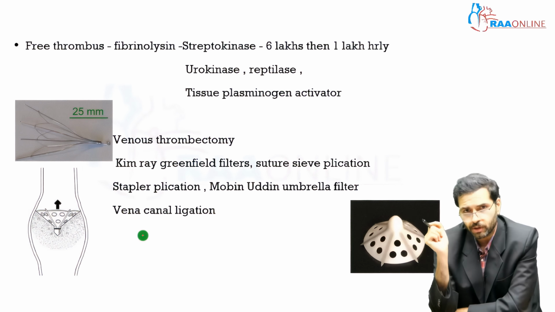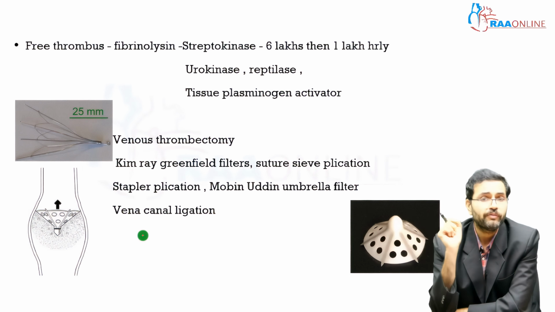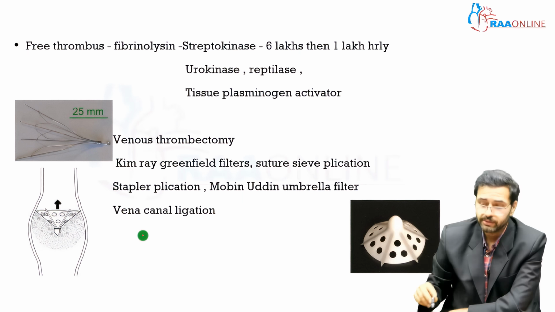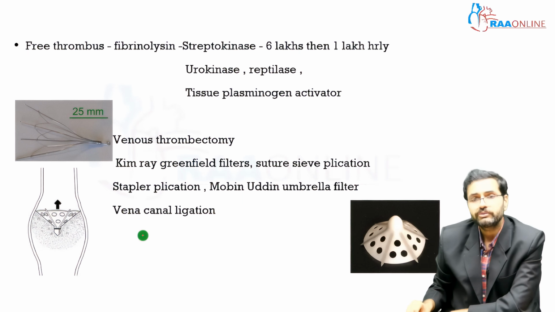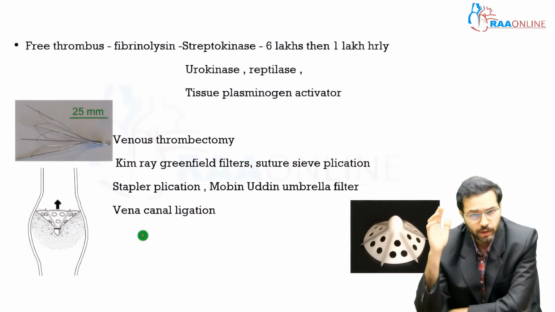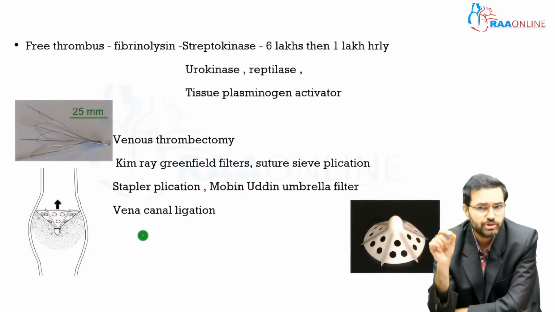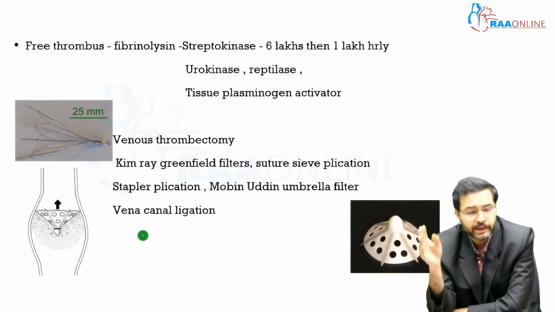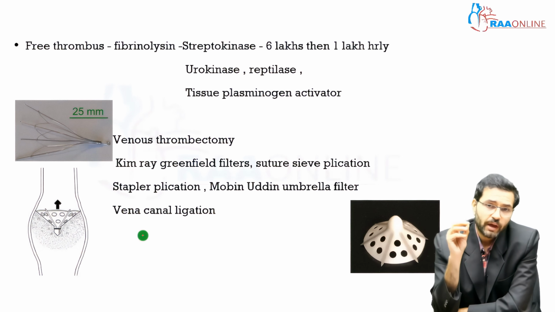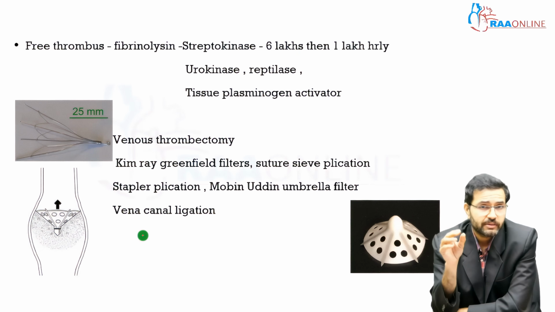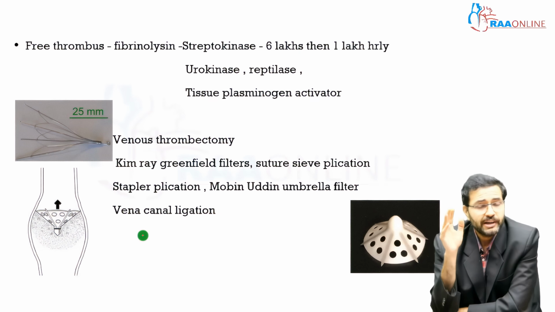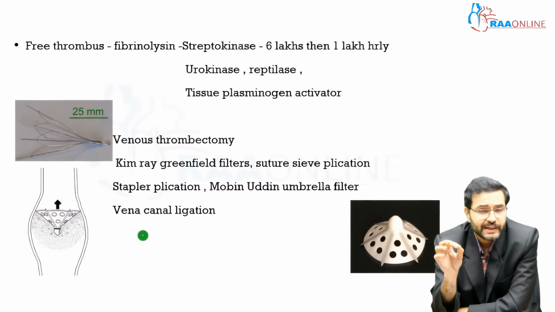If you have a free thrombus, then there is a role for fibrinolysins. The most commonly used fibrinolysin is streptokinase. Streptokinase is administered at a dose of around 6 lakhs initially and then 1 lakh hourly. Along with streptokinase, you have urokinase, reptilase, and tissue plasminogen activators, which can also be administered. Ideally, streptokinase is administered directly into the affected vein.